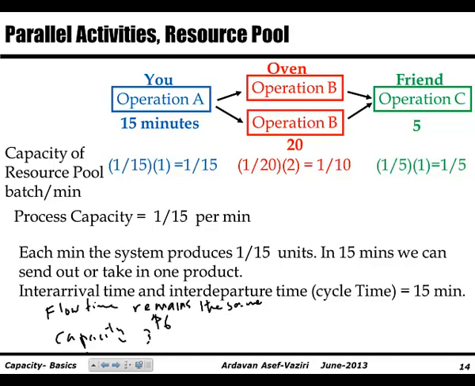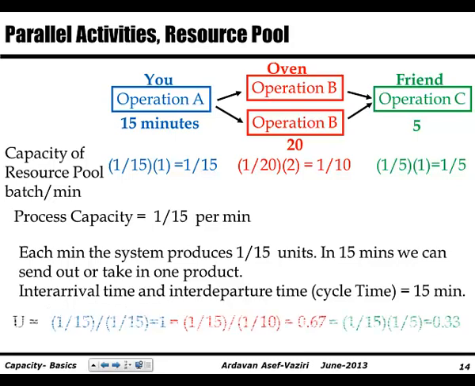Therefore, capacity, instead of going up to 6, just went up to 4, from 3 to 4. And cycle time reduced from 20 minutes down to 15 minutes. These were the net impact of buying the second oven. And utilization of the 3 operations: the first operation utilization is equal to 1, the second operation is 67%, and the third operation is 33%.